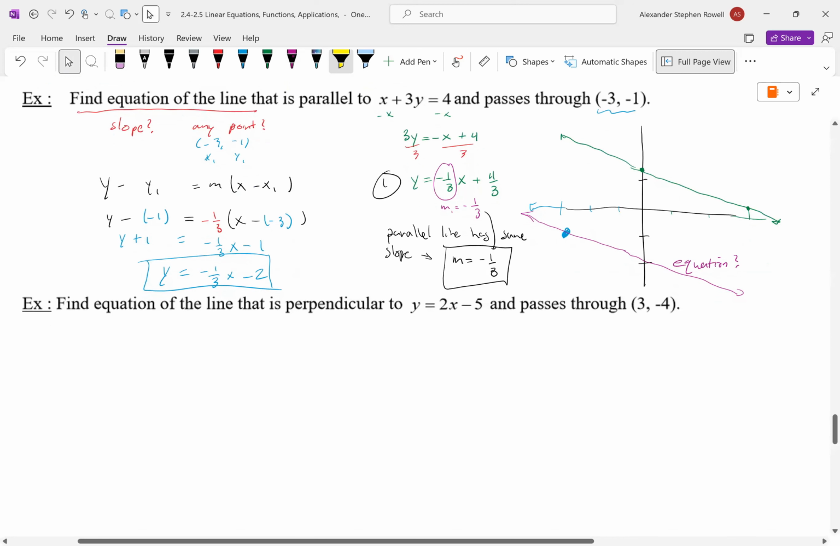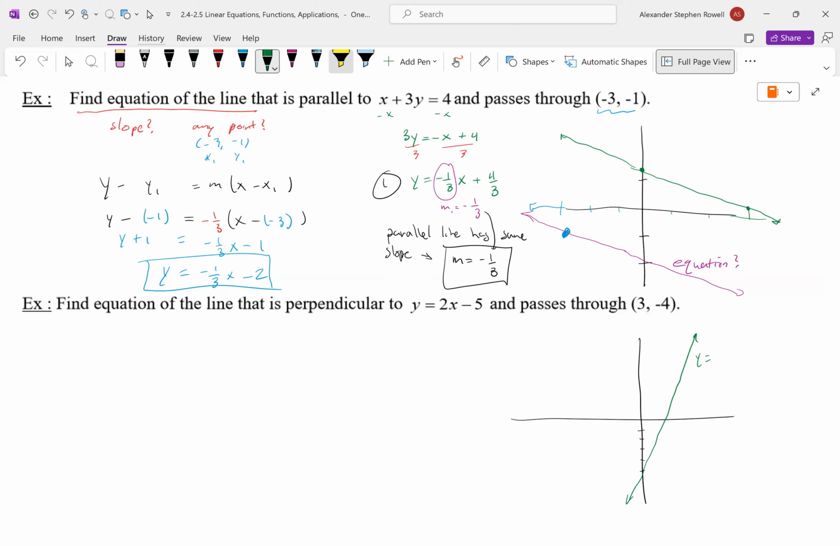For the next example, find the equation of the line that's perpendicular to y equals 2x minus 5 and passes through 3, -4. Okay, I graph this line, y is equal to 2x minus 5. We have a point 3, -4. So how many lines are perpendicular to the green line? Infinite. How many pass through that red dot? Only one. So we're finding the equation of this line that passes through 3, -4.